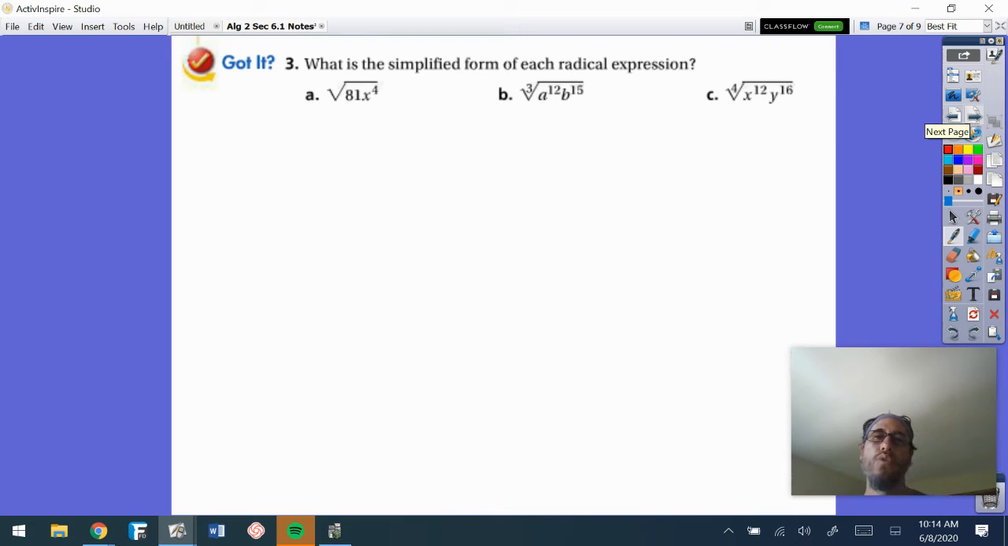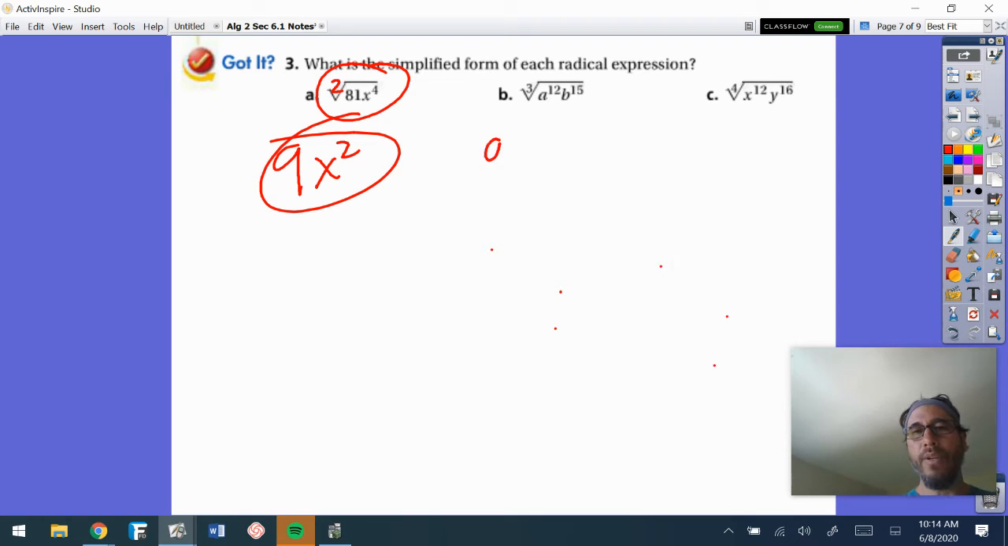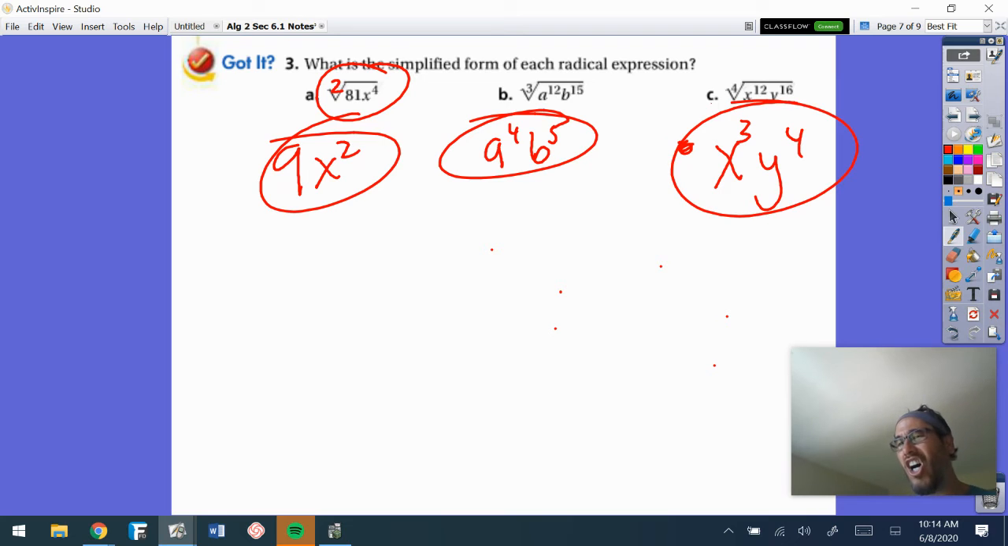So we're going to do these kind of quickly, and then I'm going to throw up some tougher ones, because we need to get to some tougher ones. All right, let's simplify that one right there. Do you know what the square root of 81 is? Because that means there's a 2 there. Square root of 81 is 9. 4 divided by 2. Boom. Done. What's 12 divided by 3? Well, that's a to the fourth. What's 15 divided by 3? That's b to the fifth. Done. Next one, 12 divided by 4, that's x to the third. 16 divided by 4. Done.